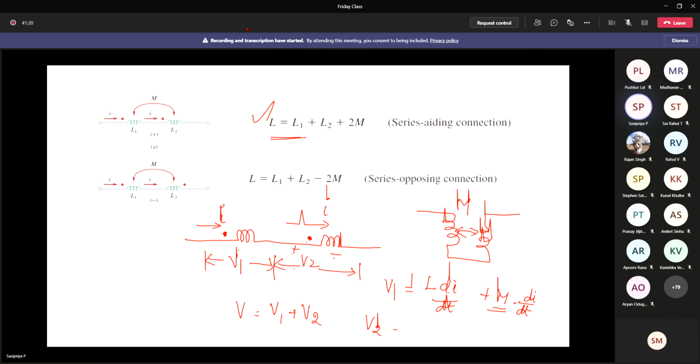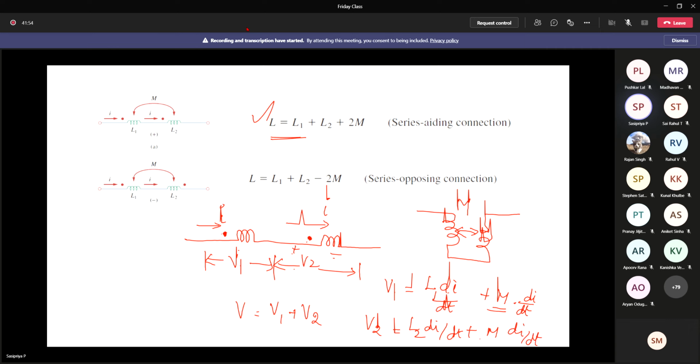Now what will be your V2? V2 is going to be the voltage due to the self-inductance and also the mutual inductance. Due to the self-inductance, we have L2 into di by dt, plus M into di by dt. Why am I not writing M12 and M21? Because the same current is going to flow through this coil, so the mutual inductance value is going to be the same.